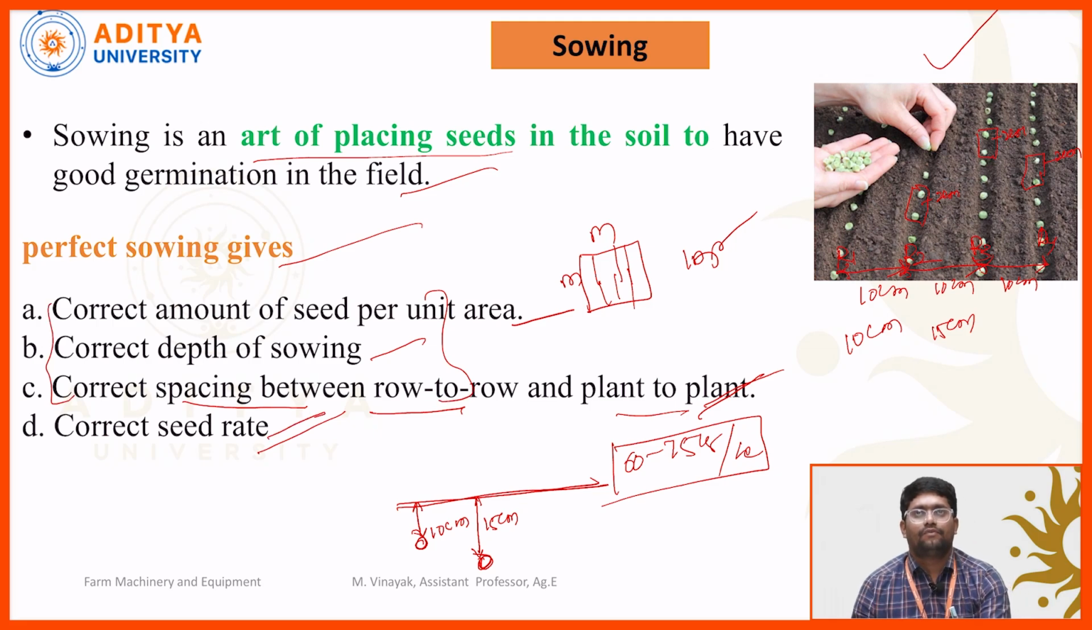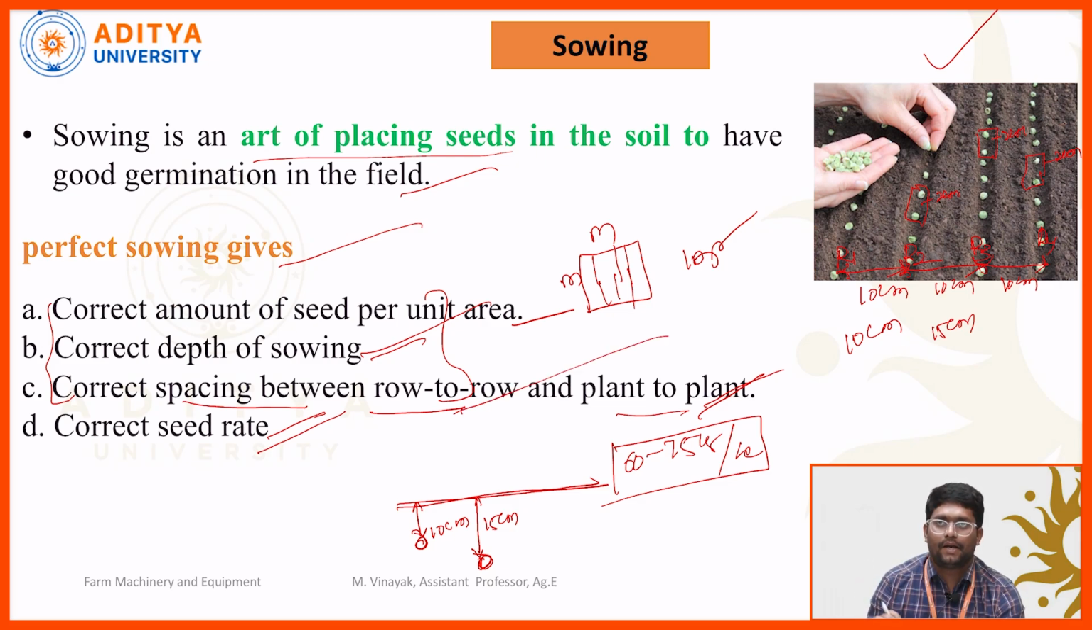Finally, to conclude this slide, sowing is nothing but the art of placing the seed into the soil. Perfect sowing depends on the amount of seed per unit area as well as the depth of sowing. Whatever depth the seed requires, we need to place the seed at that depth in the soil. Next, the correct spacing between row to row as well as plant to plant, and the correct seed rate.